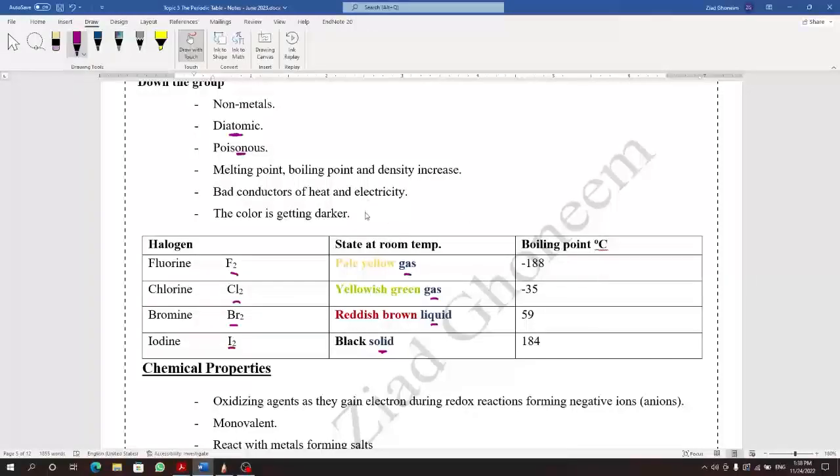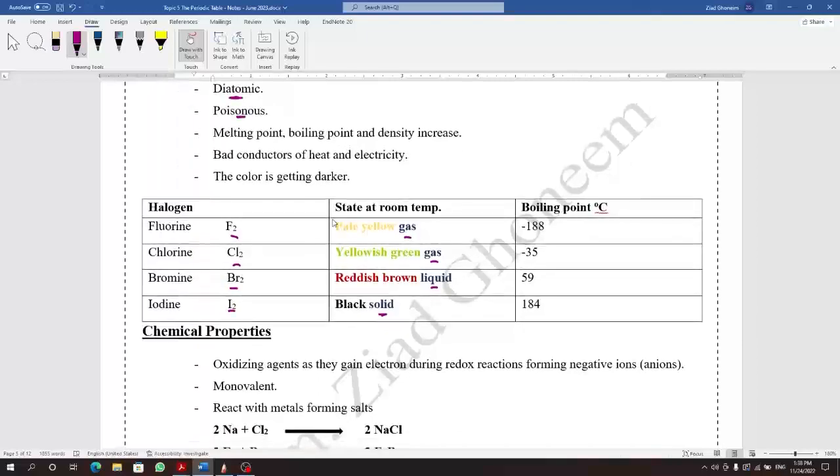They are bad conductors of heat and electricity, of course, and their color is getting darker. Let's see. Fluorine is a pale yellow gas, and the colors are very, very, very important. Chlorine is a yellowish green gas. Bromine is a reddish brown liquid, and iodine is a black solid. So as you can see, the colors are getting darker.